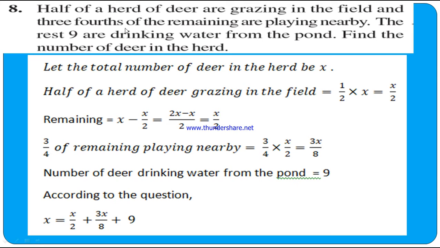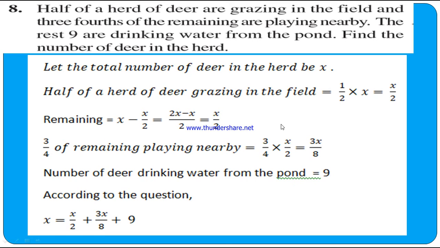But what did they give? Three-fourths of the remaining. So 3 by 4 multiplied by the remaining, x by 2. We cannot divide the numerator and denominator by common factors, so just multiply the numerators and multiply the denominators. 3 into x, 3x, by 4 into 2, 8. So 3x by 8. That is three-fourths of the remaining playing nearby. So 3x by 8 deer are playing nearby.